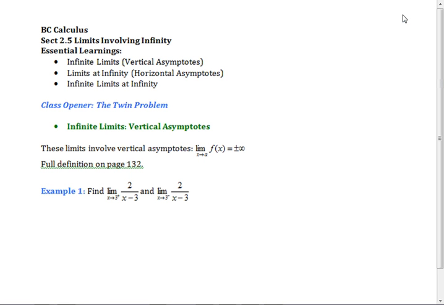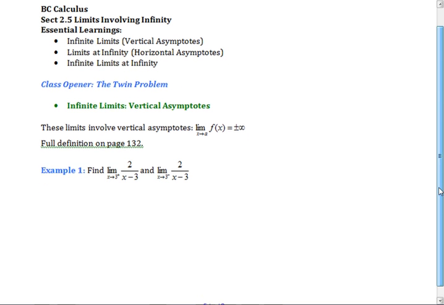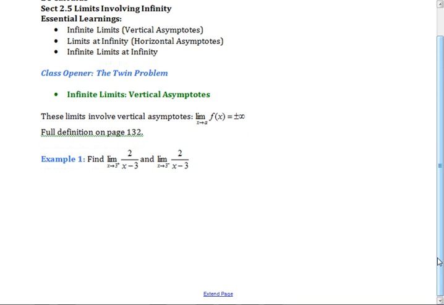Okay, Grant, we're going to do limits involving infinity. Infinite limits, limits at infinity, but infinite limits at infinity. Those you've not done. You should be able to do these. Have you tried those? Some people are already trying them. This is the limit as x approaches 3 from the right.